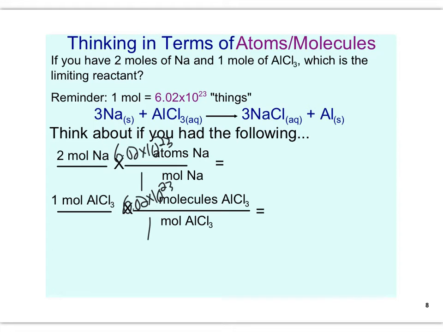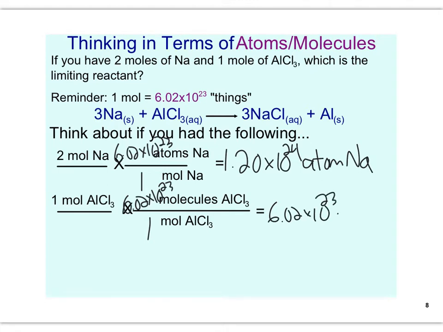So if we go through and plug these into a calculator, we find that by having 2 moles of sodium, we had 1.20, I'm just going to ignore sig figs for now, 1.20 times 10 to the 24th atoms of sodium. Down here, we just had 6.02 times 10 to the 23rd molecules of aluminum chloride. And so these are all going to be intermingling, they're going to be finding each other and changing up the bonding and producing sodium chloride and aluminum.